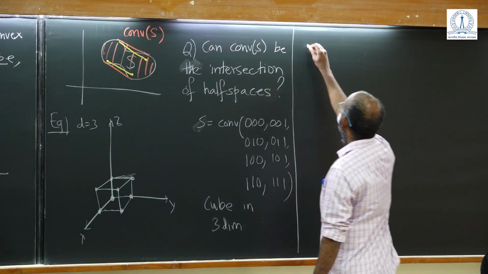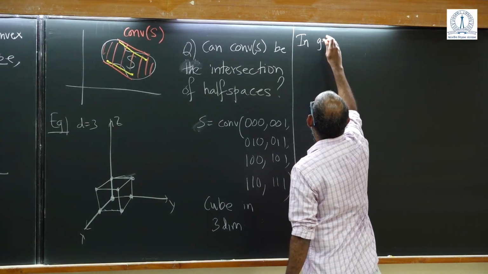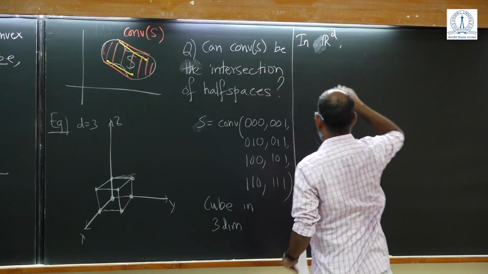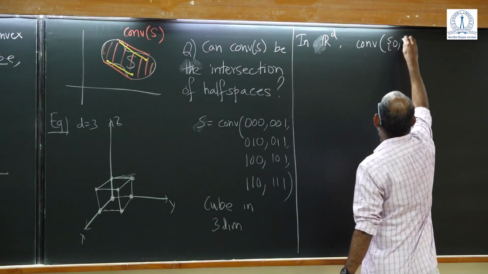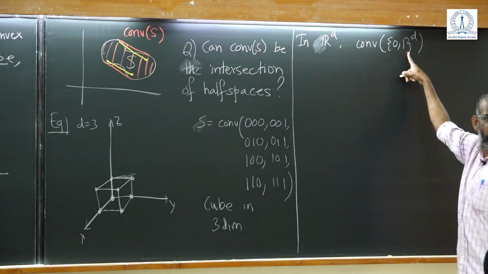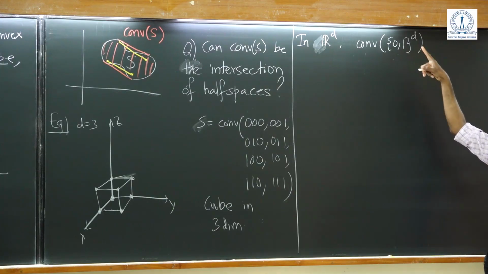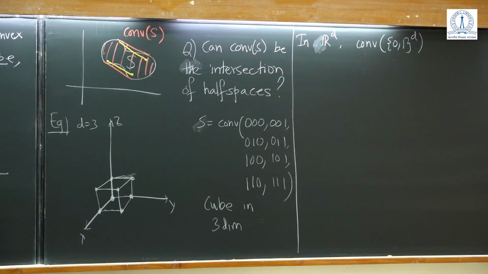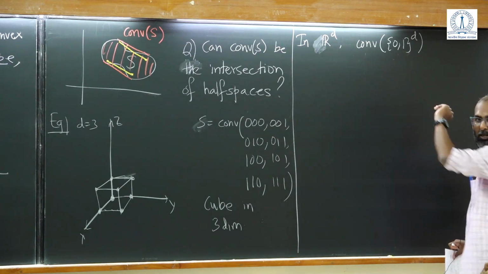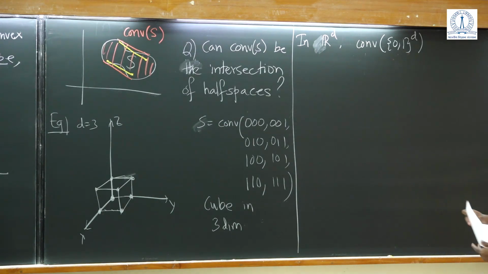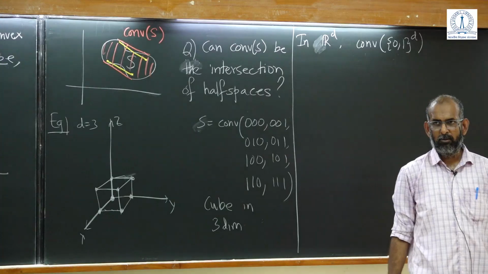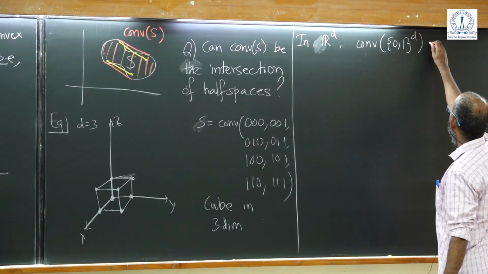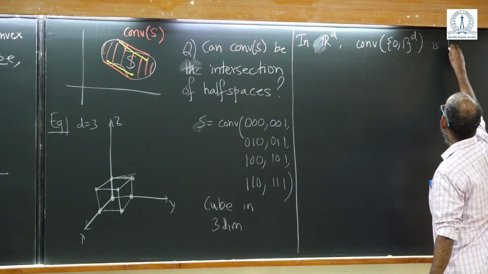Okay, and in general, in Rn or Rd, if I take conv of {0,1}^d, so you know this notation. This means d-tuples, I take all possible choices of zeros and ones in those d positions, right? So this is the special case for d equals 3. There are 2 cubed equals 8 vectors. So conv of {0,1}^d is the d-dimensional cube.